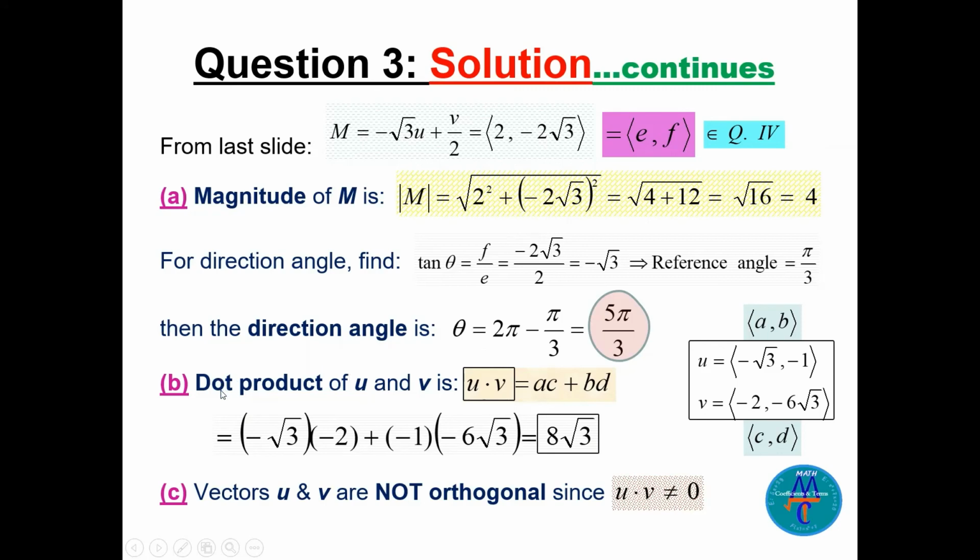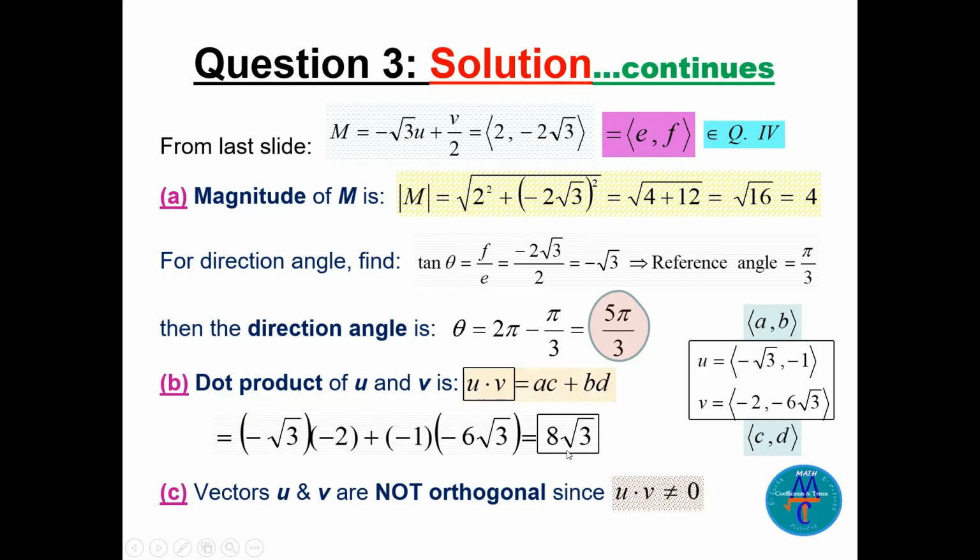Now B part is easy. Find the dot product of the vectors u and v. The dot product is AC plus BD. This is A and B, this is u, and this is v. So find the dot product, A times C, B times D, it will be 8 square root of 3.